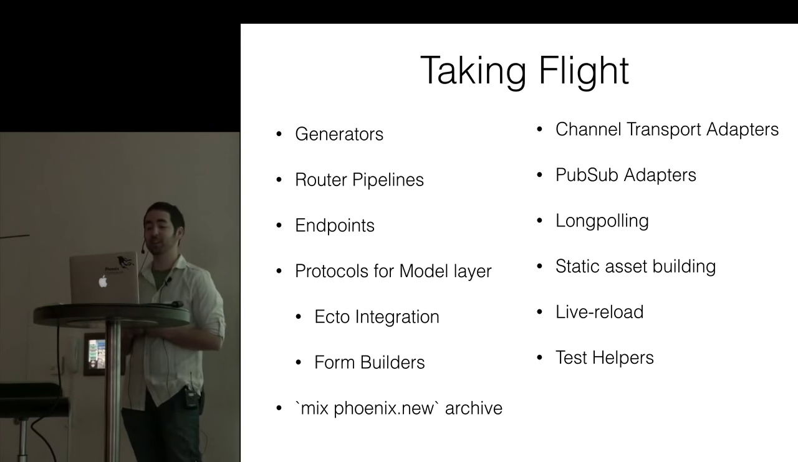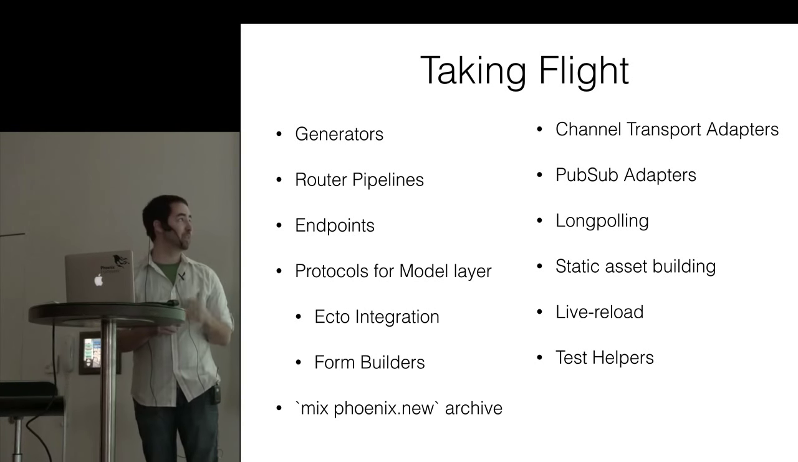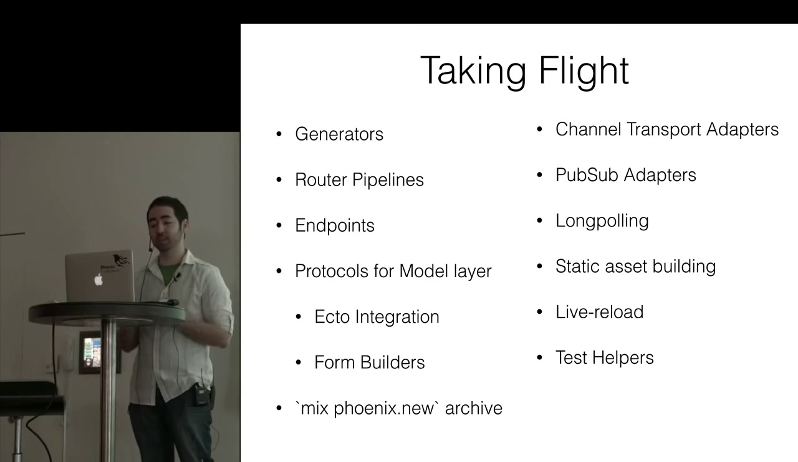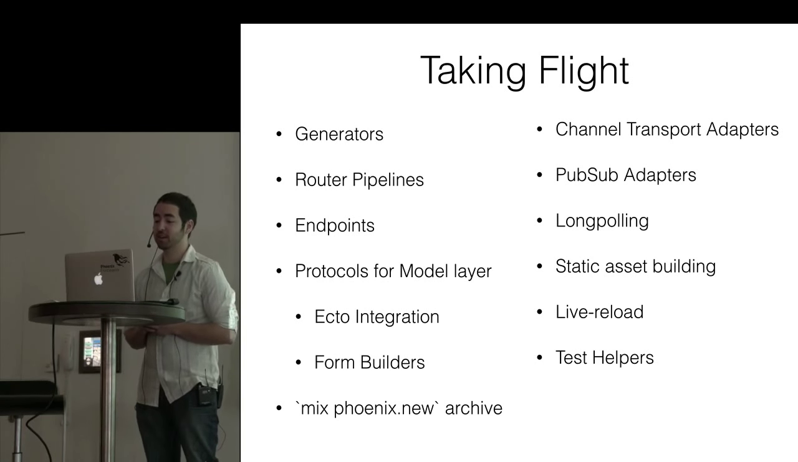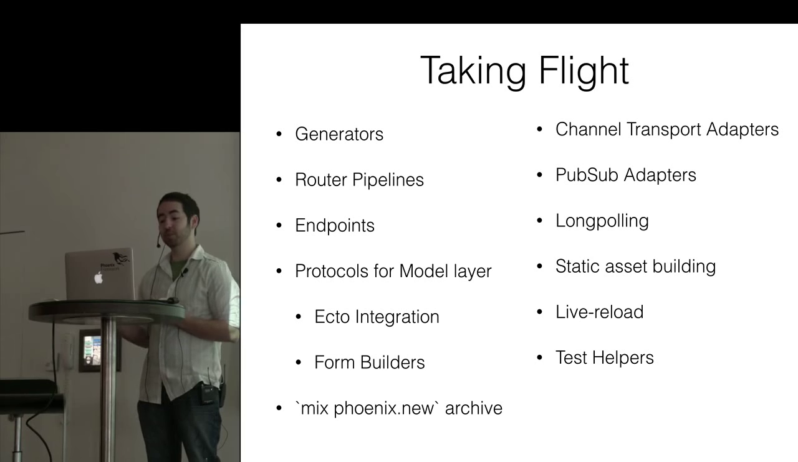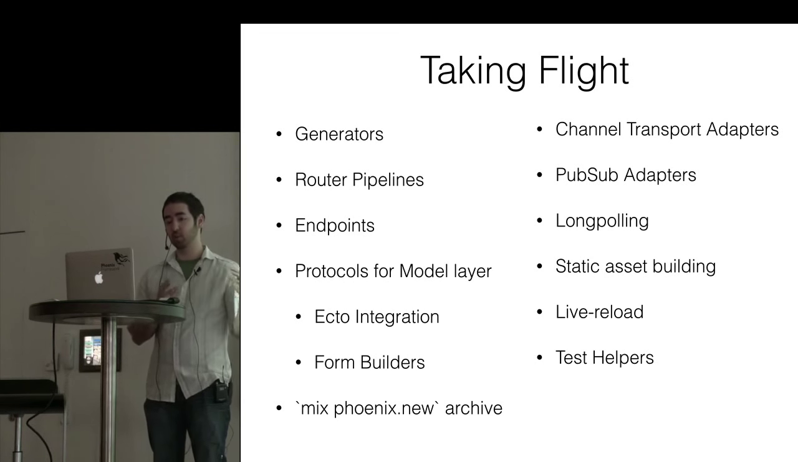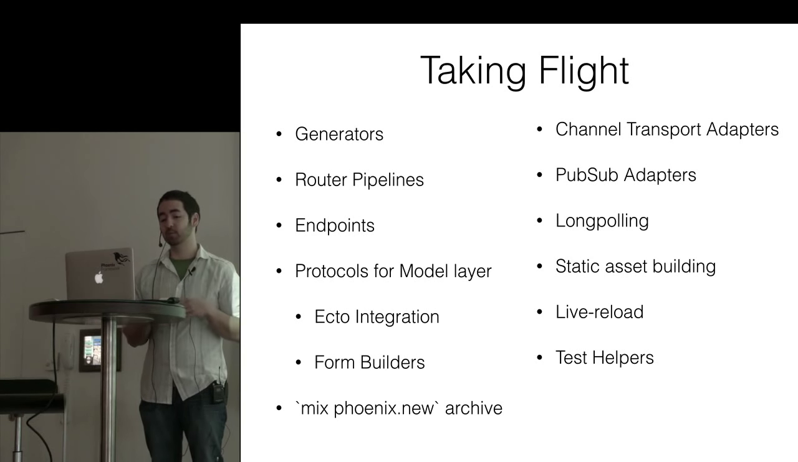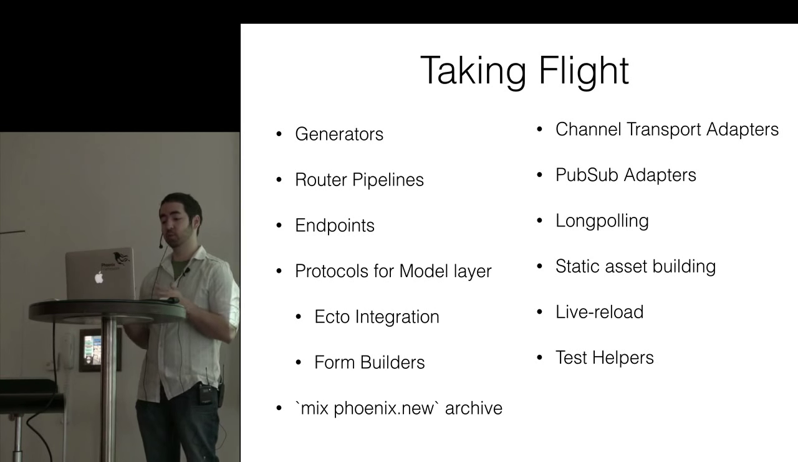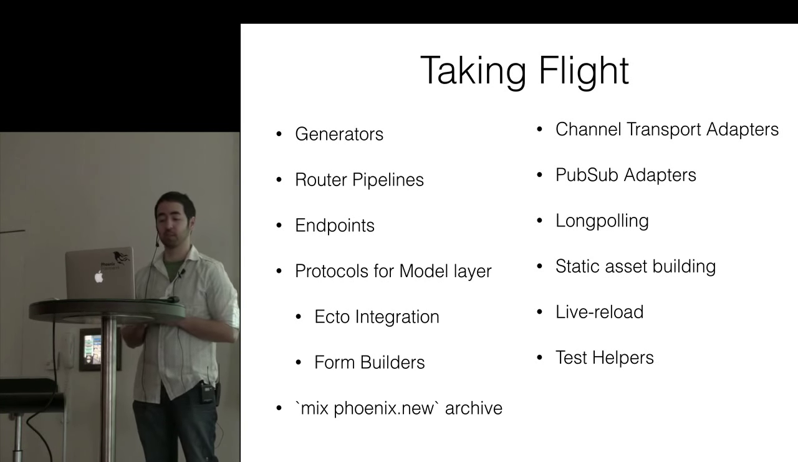Long poll fallback has become a huge pain in the butt for the core team, but it was really needed. People needed that for old browsers and for weird proxies, so that's in place. We have static asset building, which I'll go into. Live reload, so we focused on the development process. It's been really nice that we solved a lot of the core, what do we need to get done, and we focus a lot on developer tooling, just like Elixir, where it should be a great experience to develop your Phoenix applications. So I'll give a nice demo of that.